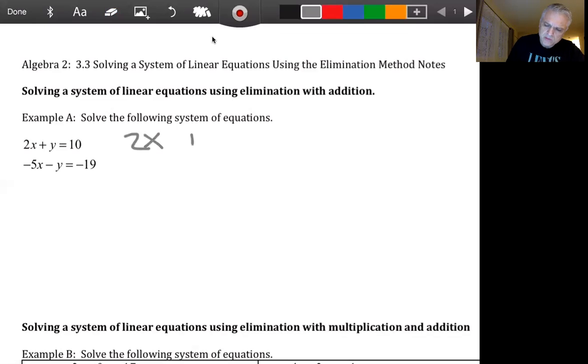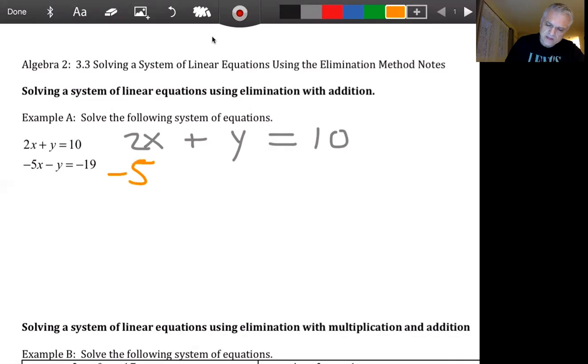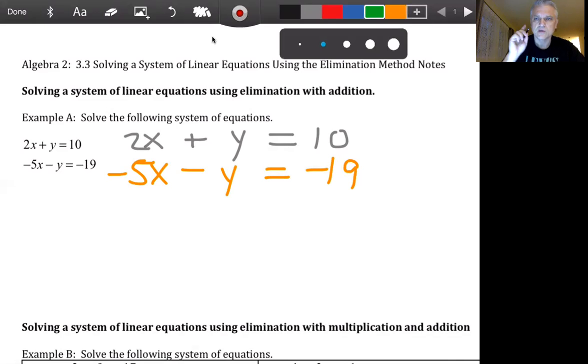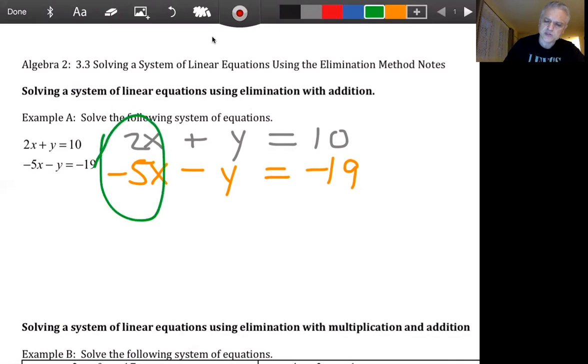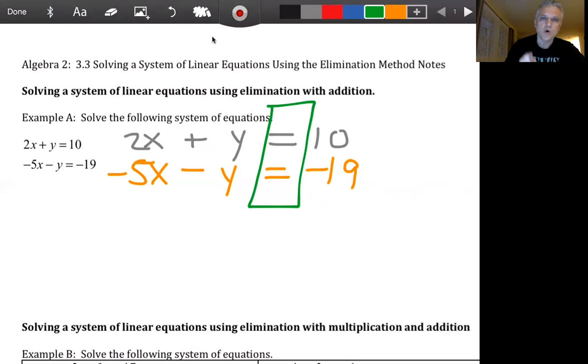2x plus y equals 10. So we have an x term, we have a y term, we have a constant. Negative 5x minus y equals negative 19. Again, an x term, a y term, and a constant. Please notice we line up the x terms, we line up the y terms, we line up the constants, and then one other piece that's very important, we line up the equal signs. Don't forget to line up the equal signs.